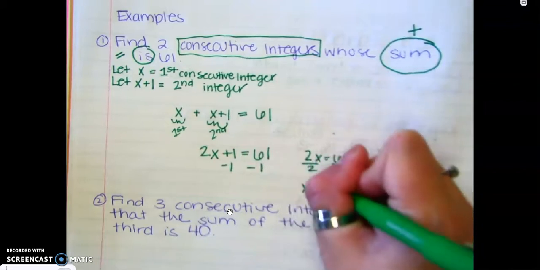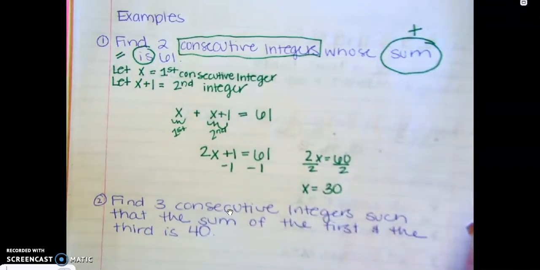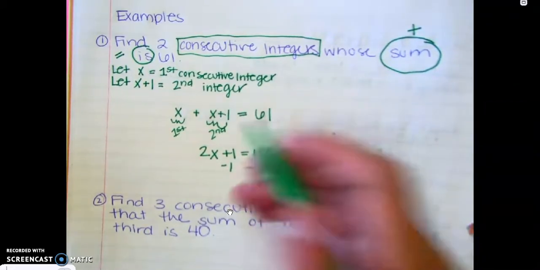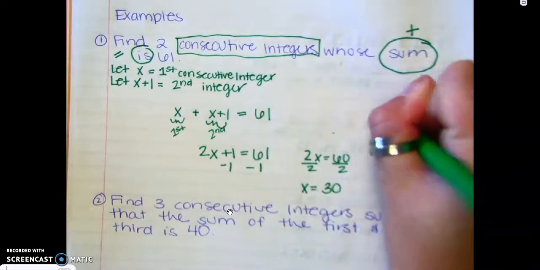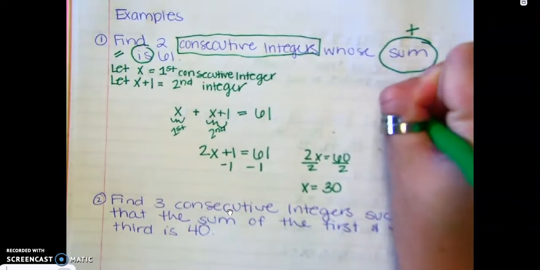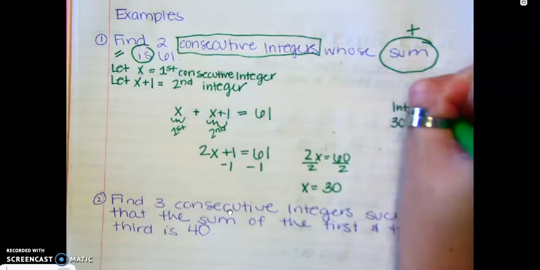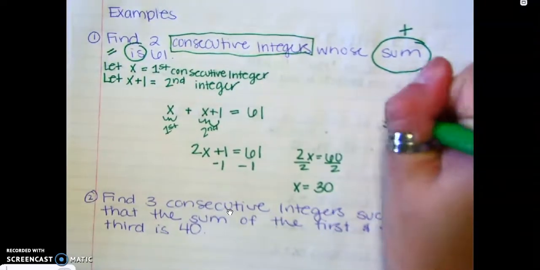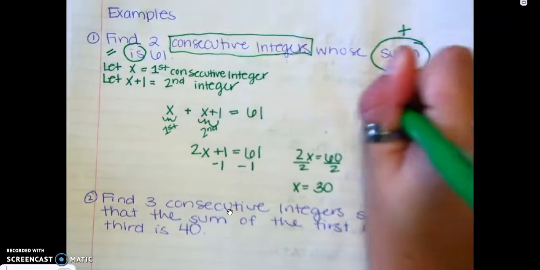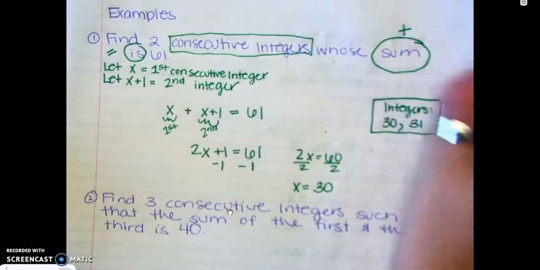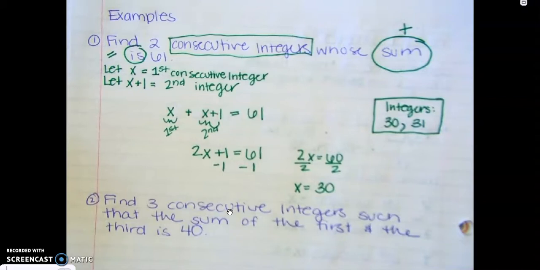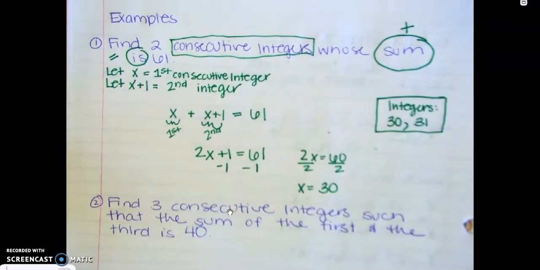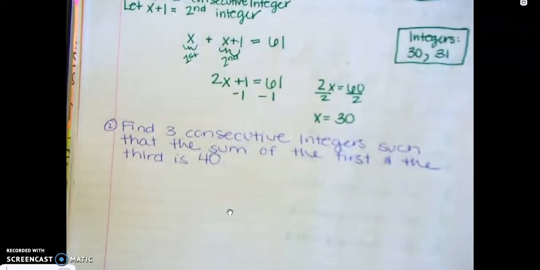Divide by 2, I get x equals 30. So now I know that my first consecutive integer is 30. My integers are my answers, and this is where you have to write your answer. So make sure you write your answer: 30, and then the next one is going to be 31. Those are the 2 integers that when you add together, you get 61. Okay, that's the first example. The second example is a little bit more complicated.